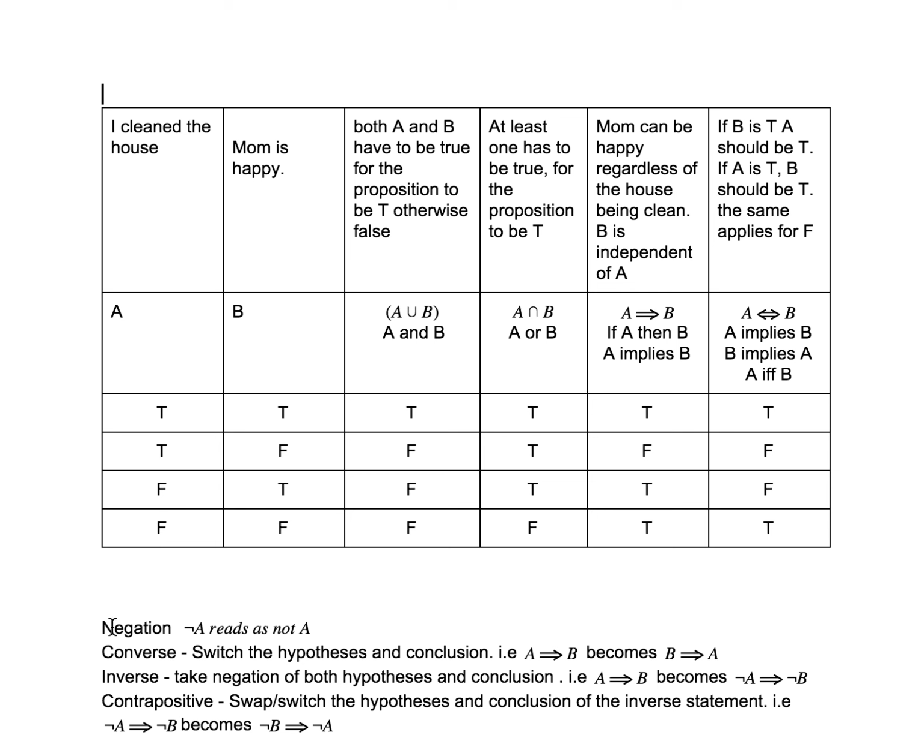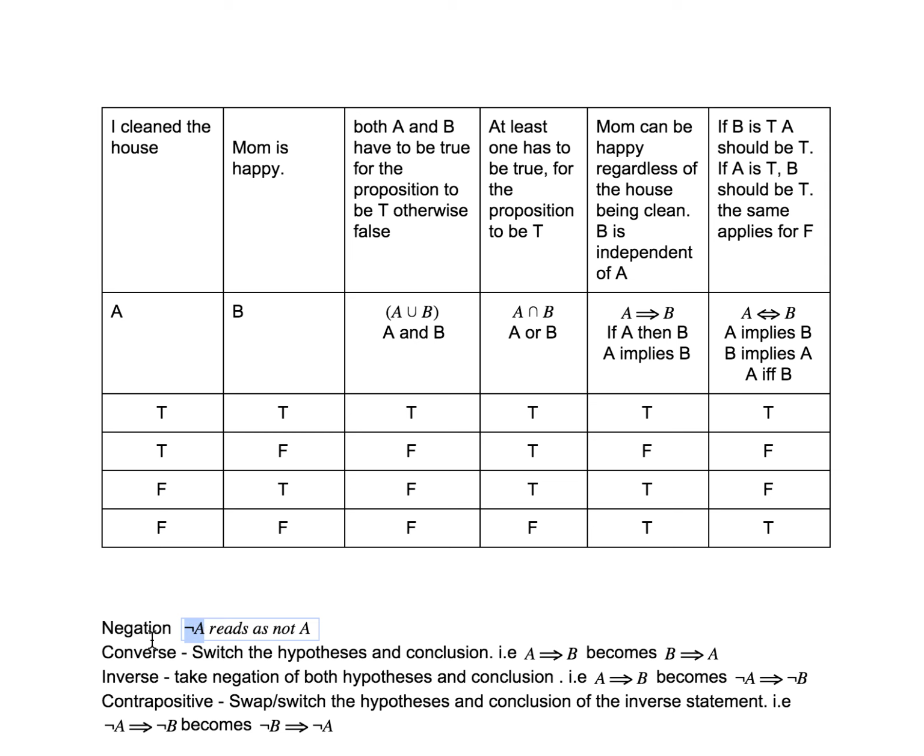So now we have how we can negate propositions. We can rearrange them and form different types of propositions. First we're going to look at negation. To negate a proposition, you put this sign here, then you put the symbol that represents that proposition, which is going to read as not A. So the negation for A is not A, and this is how you write it.